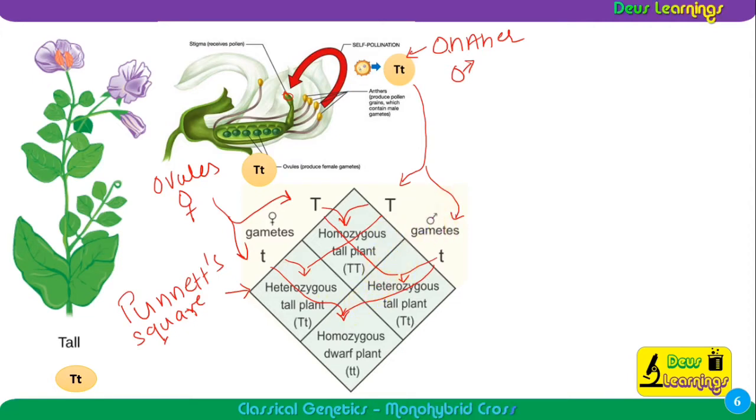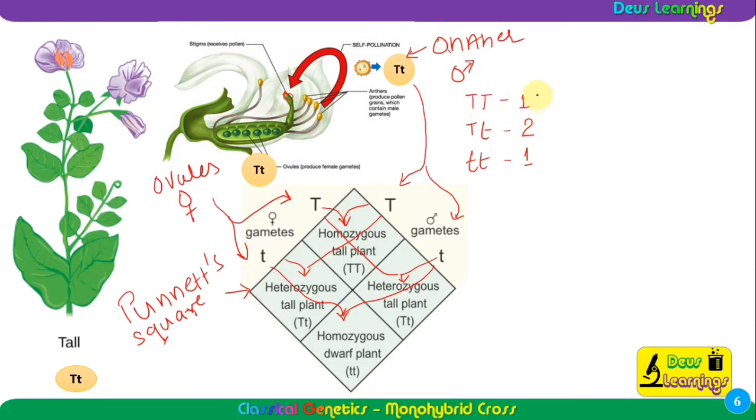Okay, let's check how many kinds of genotype we got. Let's take the capital T. How many individuals? 1. Then capital T small t, that is the heterozygous dominant condition, we got 2. Then small t and small t, homozygous recessive condition, 1. Right.